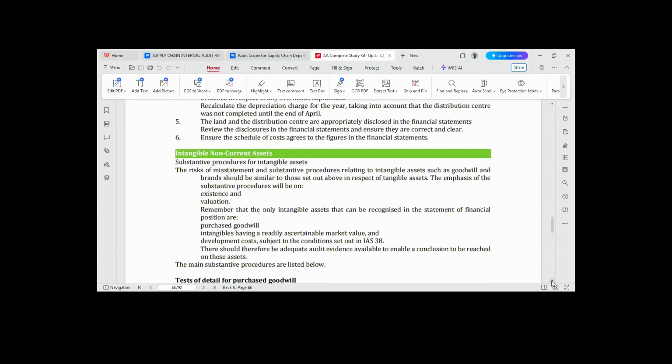Let's look at the last one, which is intangible non-current assets. We need to look at the substantive procedure for intangible non-current assets. The same risks that we talked about, all those assertions, the existence assertion, rights and obligations assertion, valuation assertion, presentation and disclosure assertion, all those principal risks also affect intangible assets. So it's the same thing that we talked about, all right?